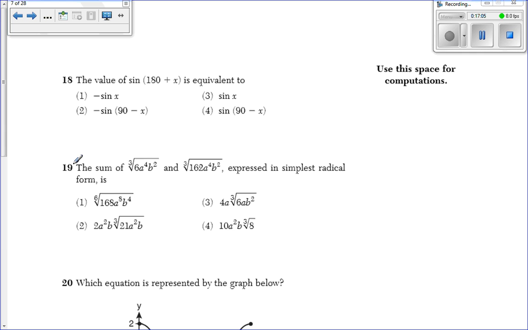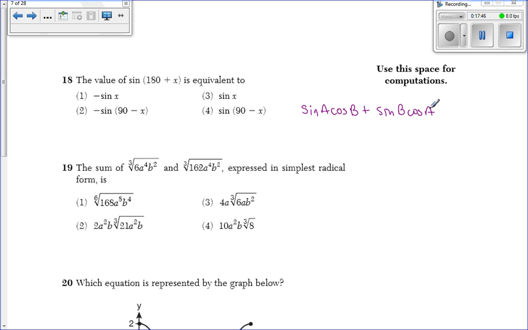Number 18. Moving right along. The value of the sine of 180 plus x is equivalent to, well, we have to go to the back of our book and get our formula, which is sine A cosine B plus cosine A sine B. Let me double check on that one just to make sure we have it right. Sine A cosine B plus, this should be, well, cosine A sine B.